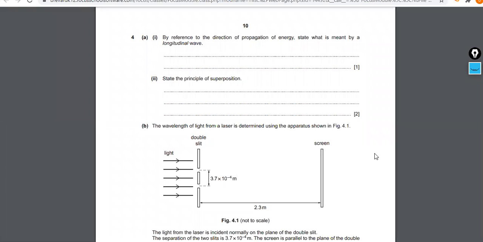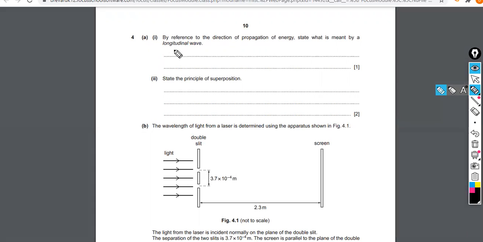All right, in this video, I'll be working through a paper 2 question related to wave physics. And it says, by reference to the direction of propagation of energy, state what is meant by a longitudinal wave. You should be able to compare and contrast longitudinal waves from transverse waves. Those are the two types of progressive waves that we talked about. A longitudinal wave is when the particles move along the length of the direction of propagation of energy, that is parallel to it.